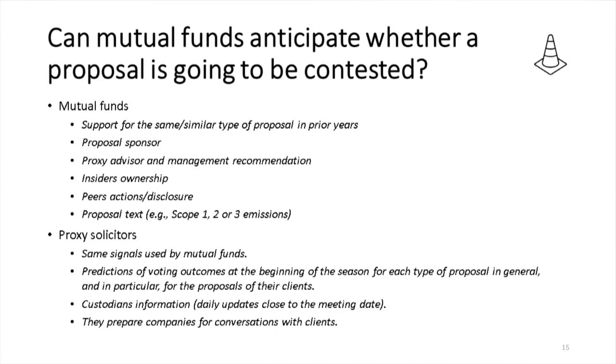Because then they sell their services to their companies, and if they identify that the proposal is likely to be contested, they engage in some kind of dialogue with the companies and they prepare them for the conversations. So they don't contact the investor directly, but they prepare companies to talk to investors close to the meeting to win their support. And they get very timely information because they have the information from custodians. And apparently they can even have daily updates on how many investors have voted. And even though they cannot perfectly identify the investor, they have a good idea of who is the one voting.